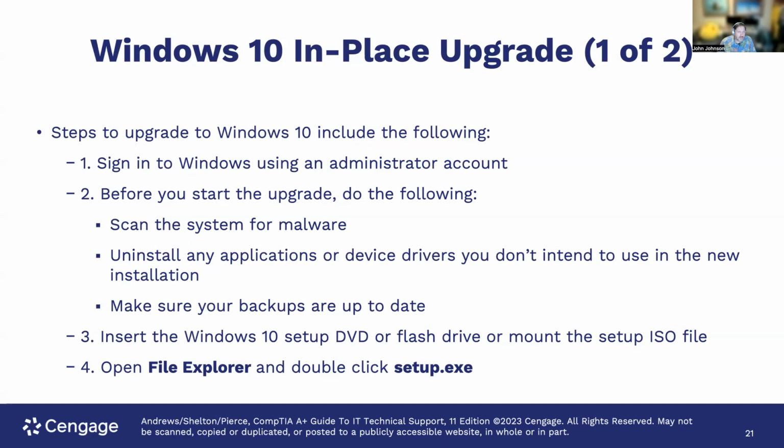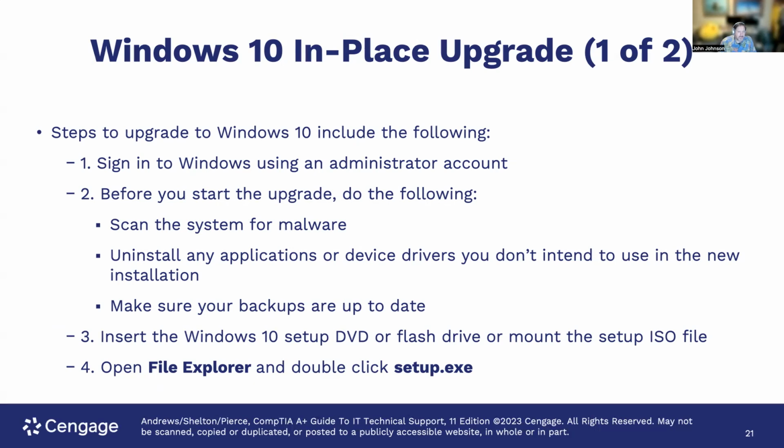If you're not going to be using an application or using certain pieces of hardware, why bring it forward? You're just going to be junking up your new system. So go ahead and uninstall that. And you also need to make sure your backups are up to date. That's very important because if everything goes south, you're going to need to be able to restore from that. Insert the Windows 10 setup DVD or flash drive, or mount the setup ISO file. Yeah, DVDs, I guess, are still a thing these days, although I haven't seen a drive for quite a while on a new system, but sure, why not?